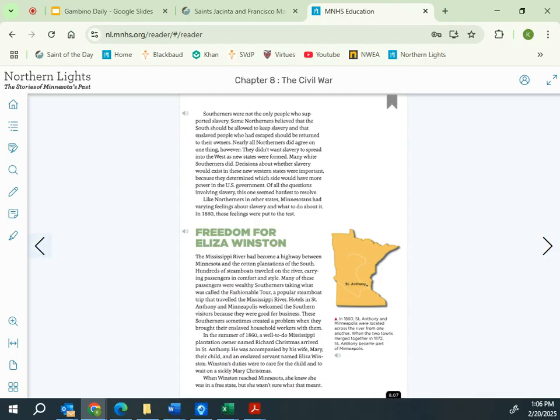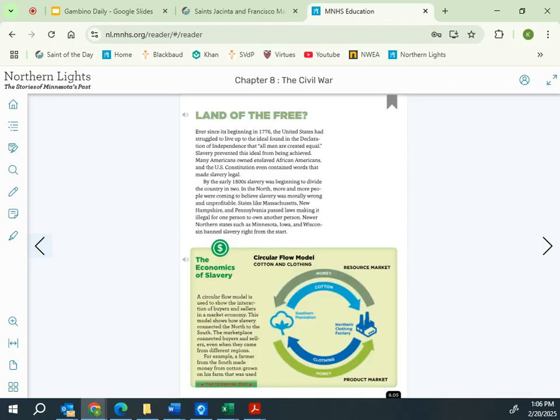So let's look back at the economics of slavery and how even though there was not slavery in Minnesota, we still profited from slavery. It still helped us, which is why some people were okay with it being down in the South.